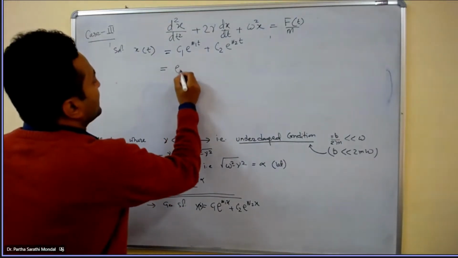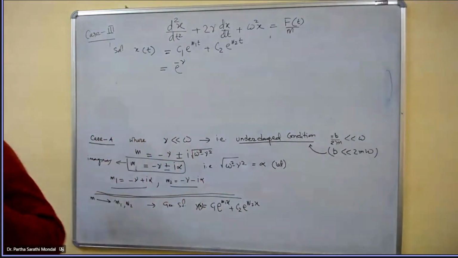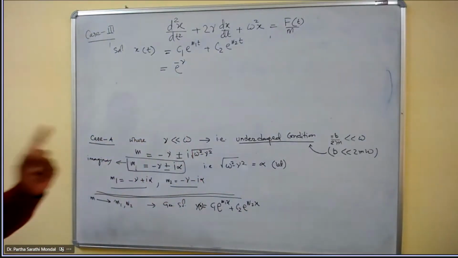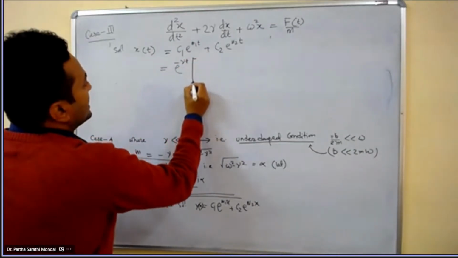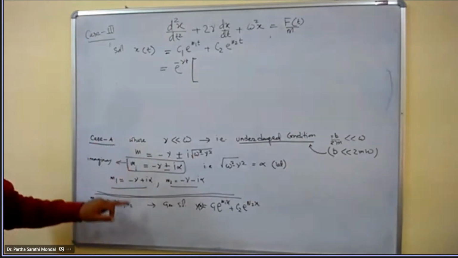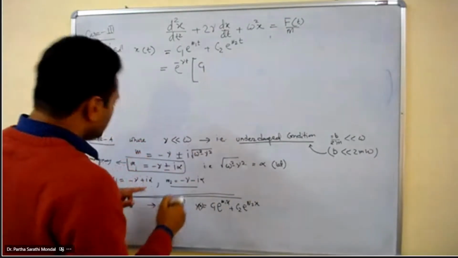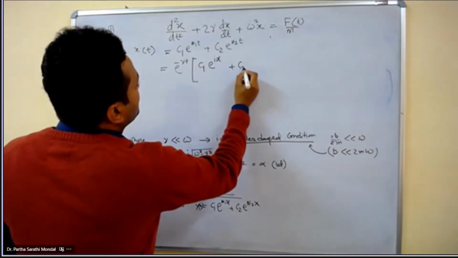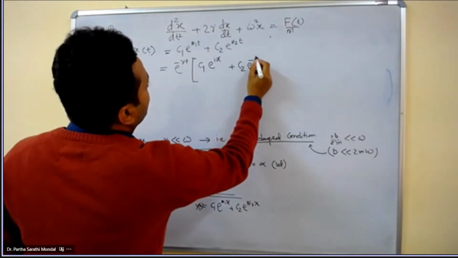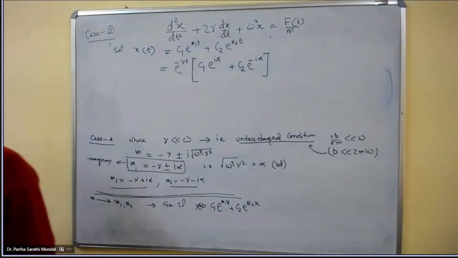So now you can take minus gamma common out. Obviously e to the power minus gamma t is there. So what will remain inside? It will give you c1 e to the power i alpha plus c2 e to the power minus i alpha. Okay, so that is what you will get.